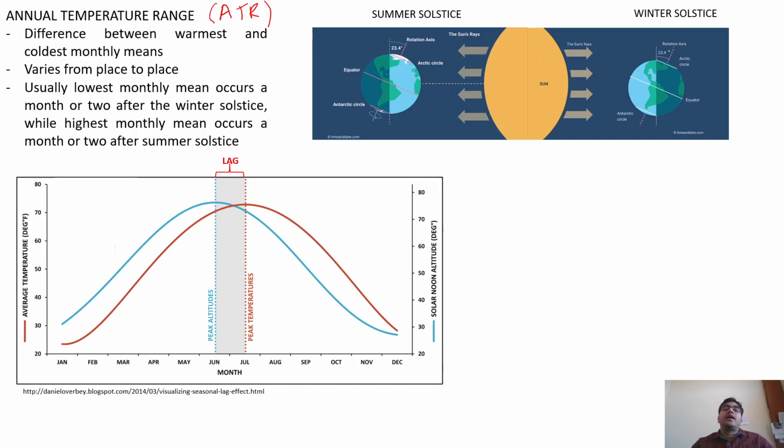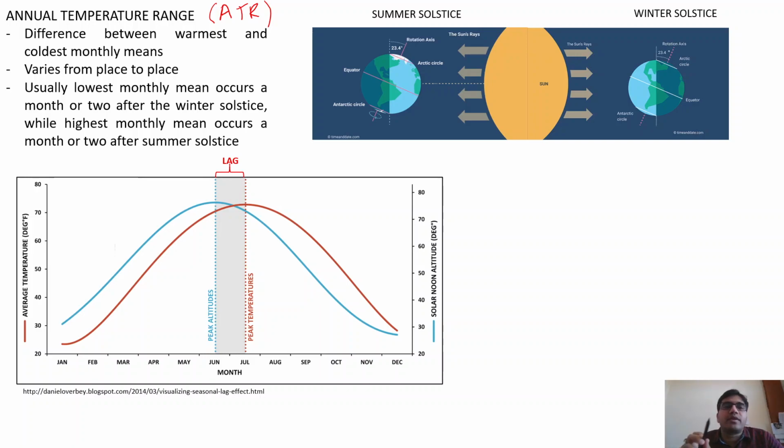Then the ATR varies from place to place, as we have already seen that there are several controls on the distribution of temperature and heat. So the ATR has variation in its value all along the globe. It is not the same for the entire globe. Even in one landmass, the ATR varies for the coastal regions than the inland regions. Okay, we'll have a look at this.